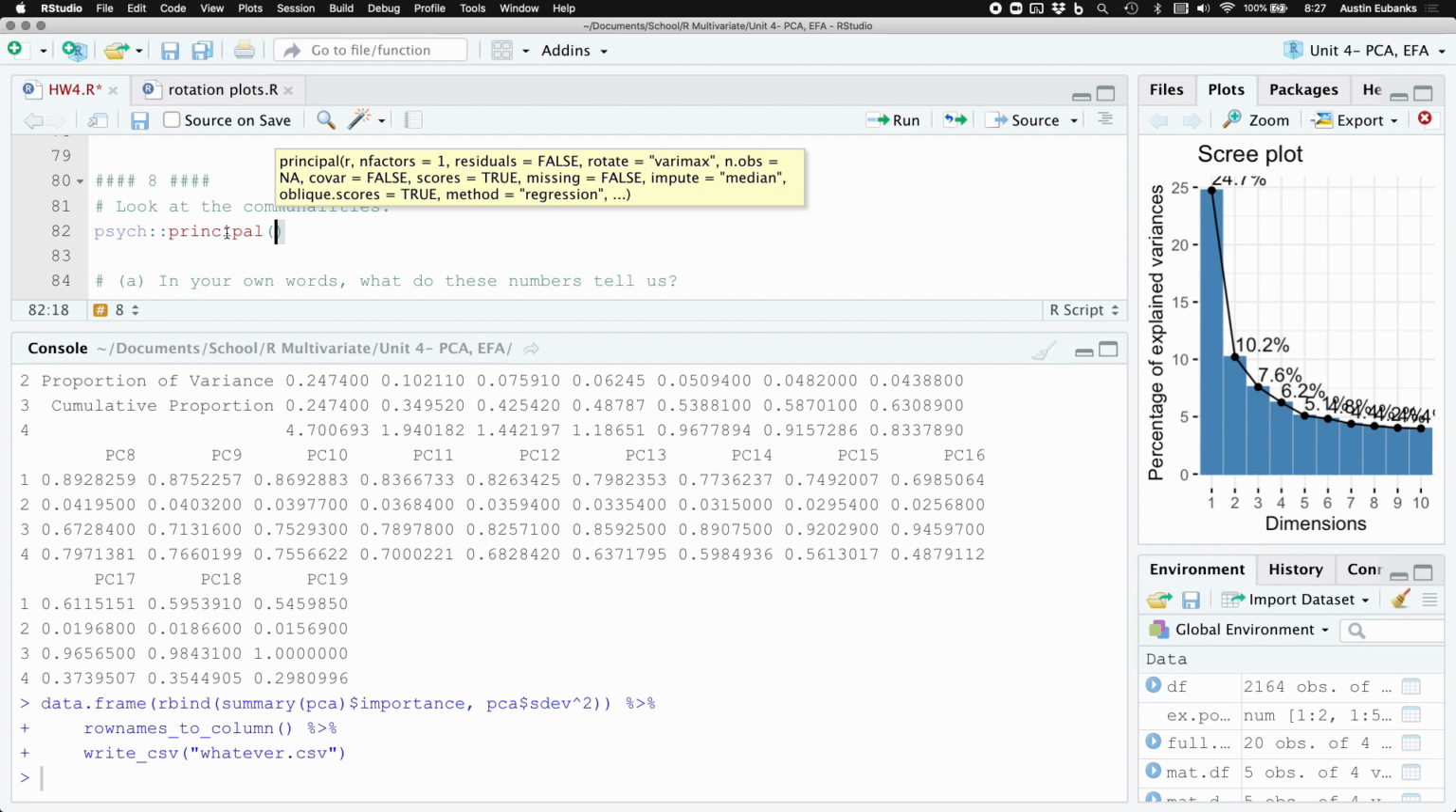So the first thing that we have to put in is our data frame, pca_df. We need to tell it the number of components. That's called nfactors, even though technically this is a principal component analysis, not a factor analysis. But for the number of factors or principal components, we're looking for 4. Rotate tells it what rotation we want: oblimin.